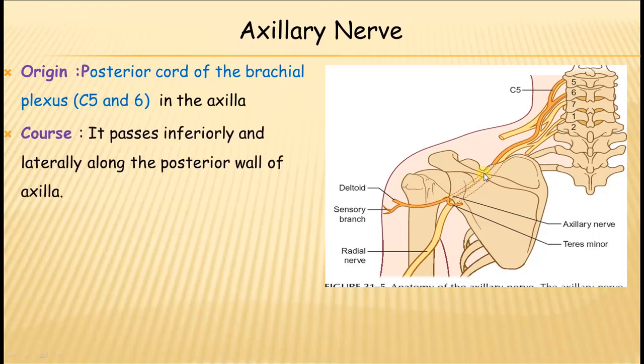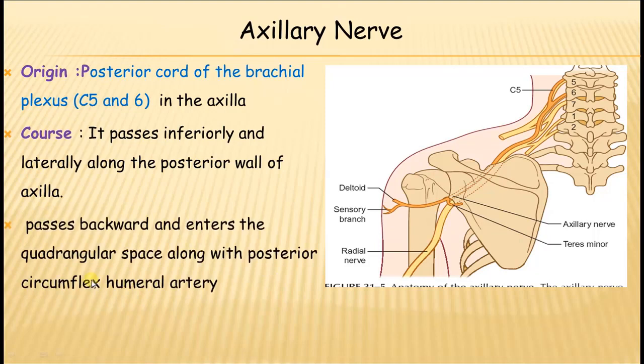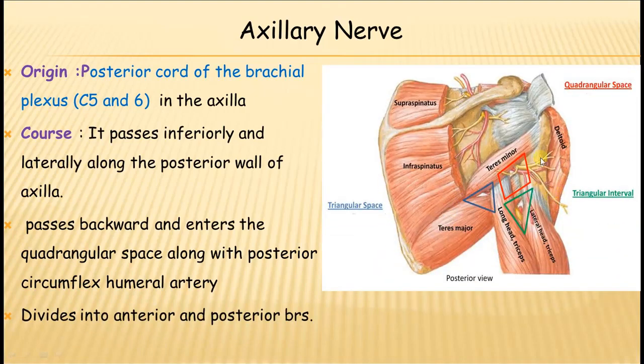So it passes along the posterior wall of the axilla, inferiorly and laterally, and it is going to enter into the quadrangular space. So it enters the quadrangular space along with the posterior circumflex humeral vessels. So here we are able to see now it has entered the quadrangular space along with the posterior circumflex humeral artery, and it will be dividing into an anterior branch and a posterior branch. So the axillary nerve before supplying usually divides into an anterior and a posterior branch.